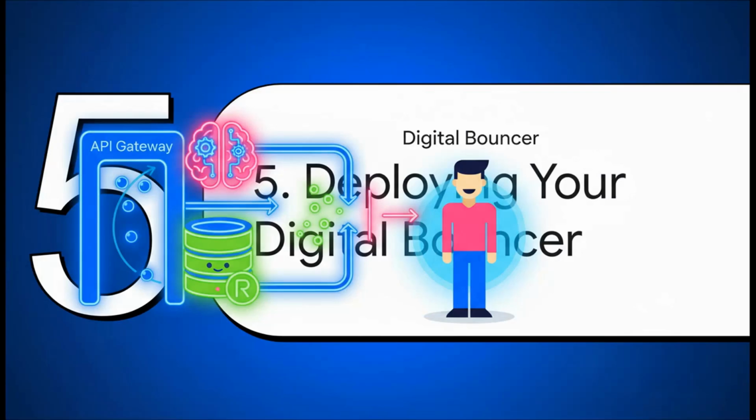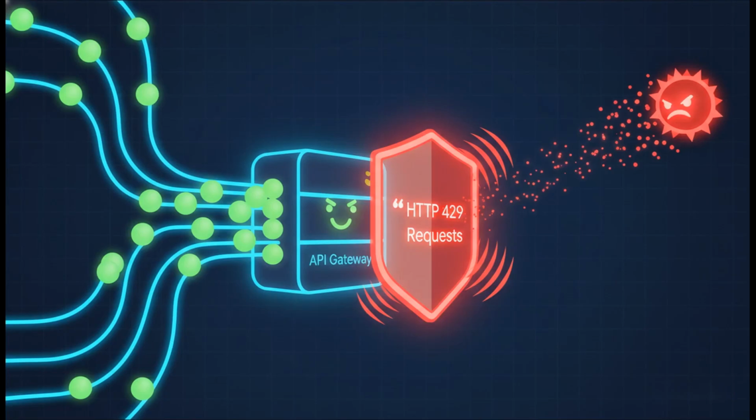All right, we have the location, the API gateway. We have the brain, our token bucket algorithm. And we have the muscle, our lightning-fast Redis cache. It's time. Let's put all the pieces together and finally deploy our digital bouncer. Let's just watch this thing in action.